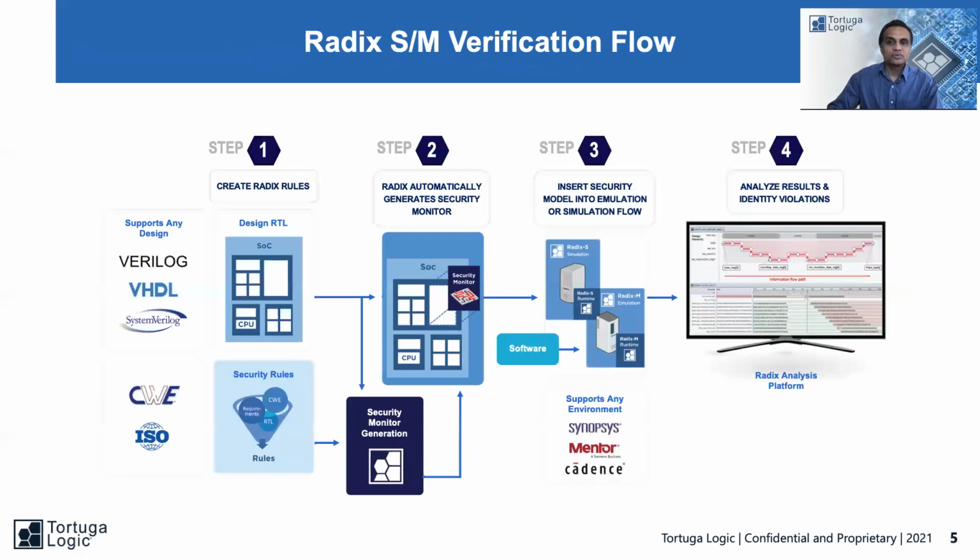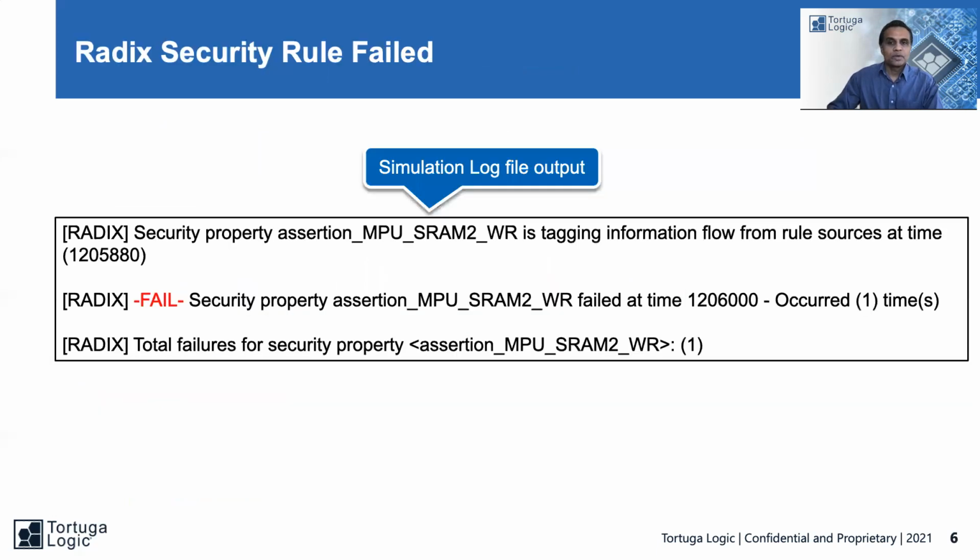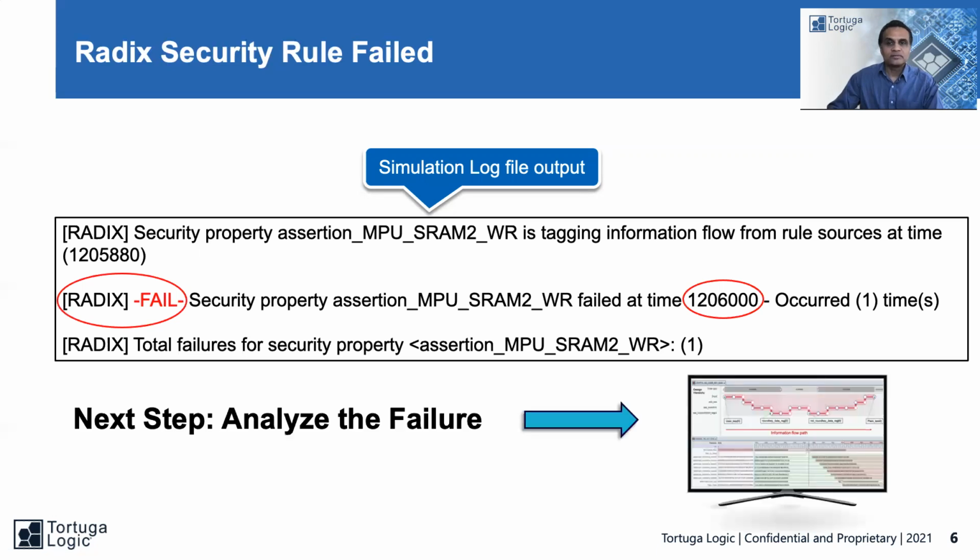The Radix security rule created is used to generate the security monitor. The security monitor is run with the design in a simulation. Next, let us examine the log output of the simulation. When a Radix security rule fails, it displays an error message and the timestamp is displayed in the log file. On a failure, waveform data from the simulation is dumped and analyzed by Radix's security debug analysis tools.